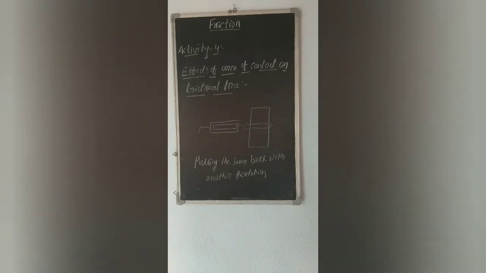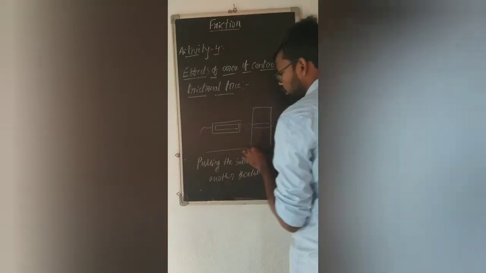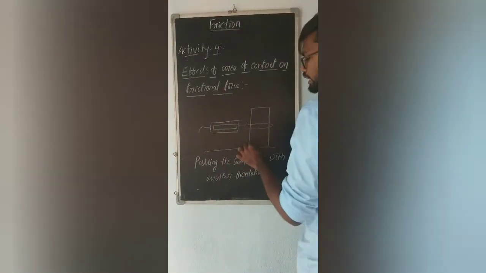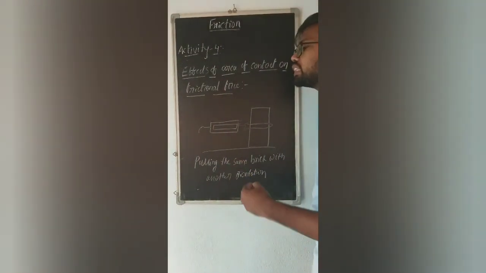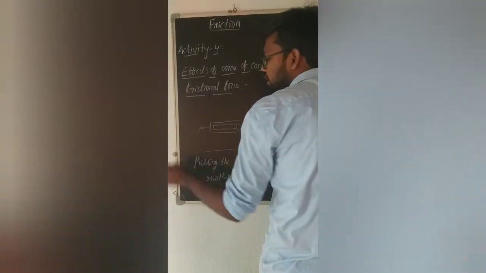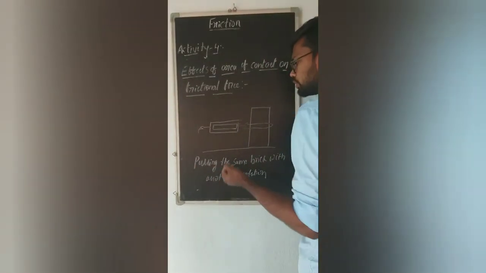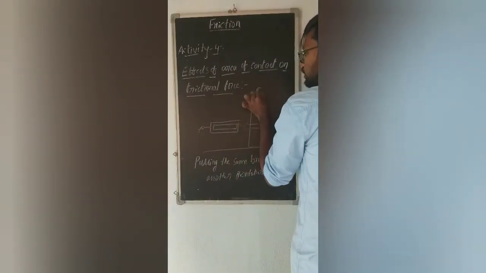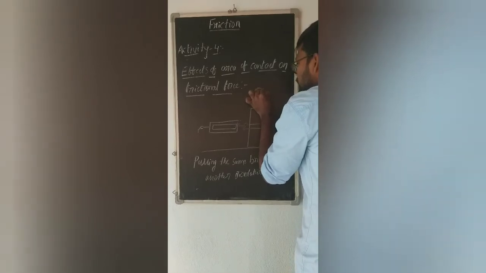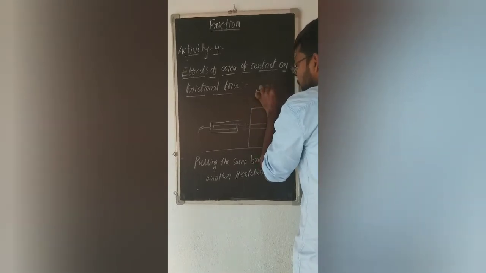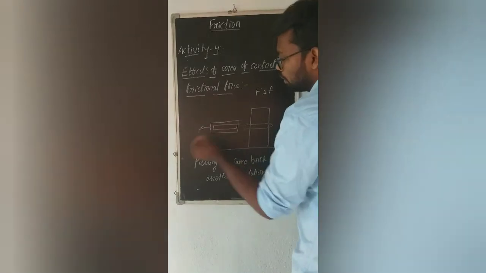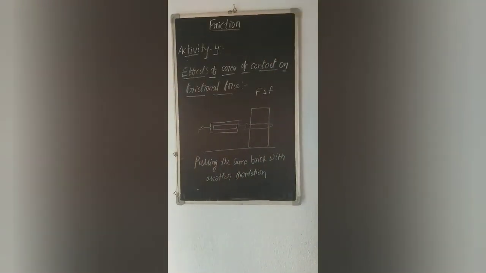I forgot to tell you. So what will happen? The area of contact acting on this body is very small, and the force acting on the object is more. So here the force is greater than the frictional force. Then the brick will move in that orientation. This is about activity number 4 as well as frictional force.